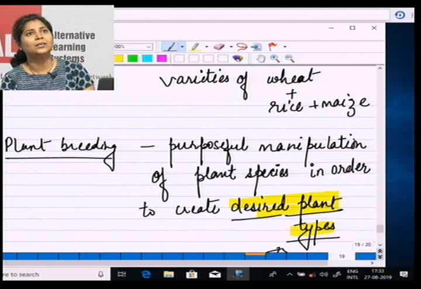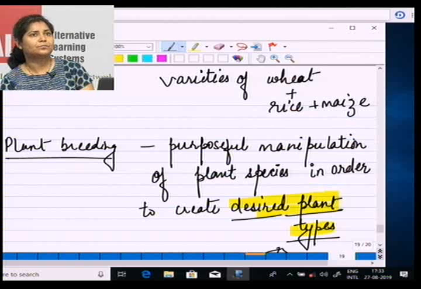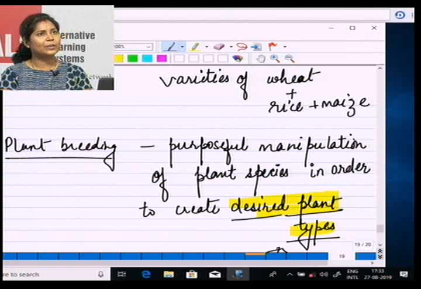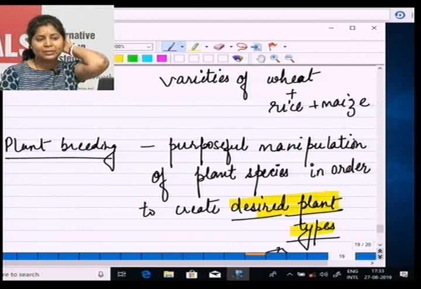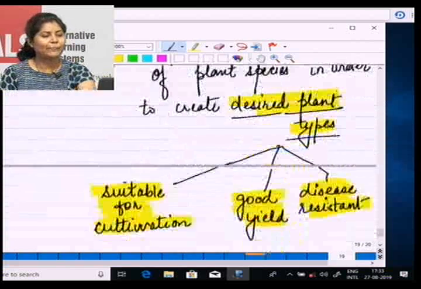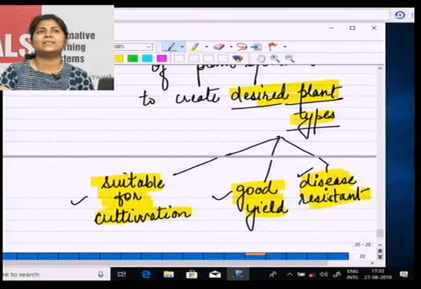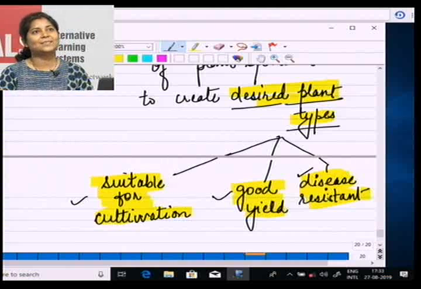Okay, am I clear? Everybody? Is it clear? All of you? Just let me know if it is clear. Okay, very good. So the desired plant should have what? It should be suitable for cultivation, good yield, and should be resistant to diseases. Disease resistance should be there. Very good. Yes, Shillong. Nice.